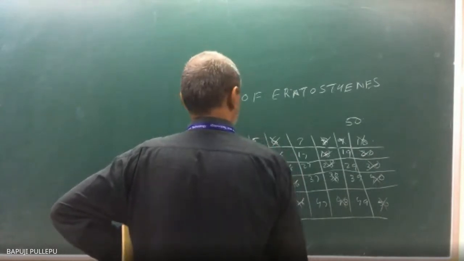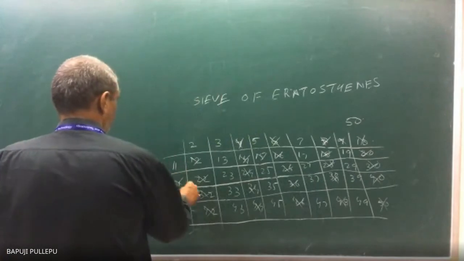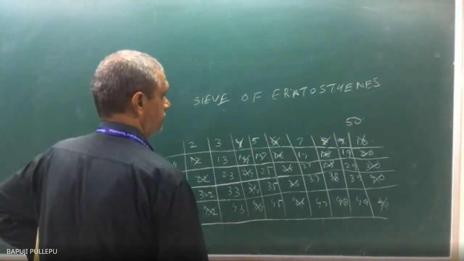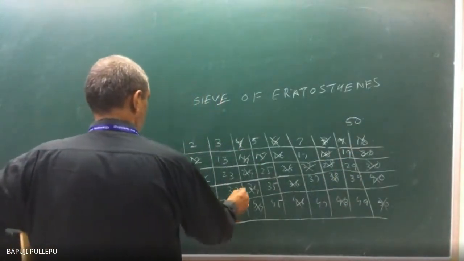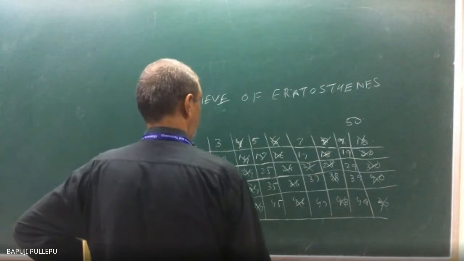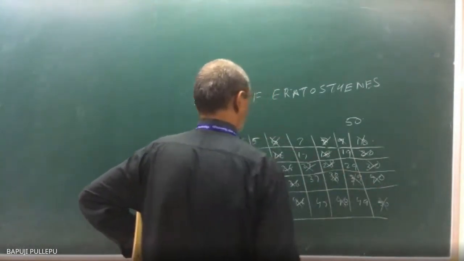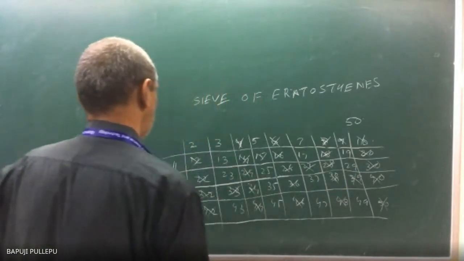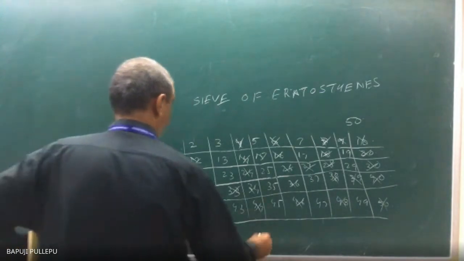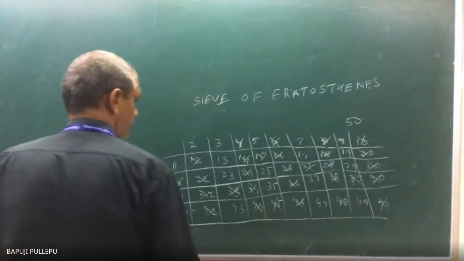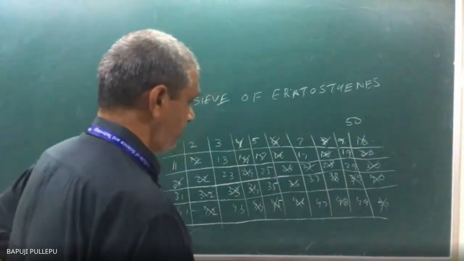Next, 15 will go. Next, 21 will go. Next, 27 will go. 30 already went off. 33 will go. 39 will go. 45 will go. Correct or not? Check. Are any numbers missing?